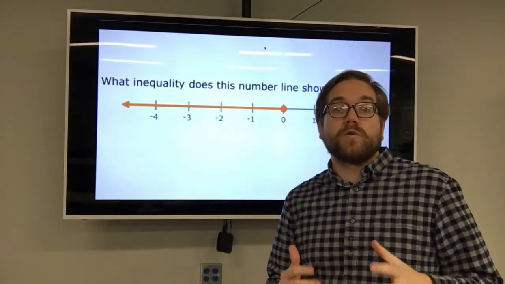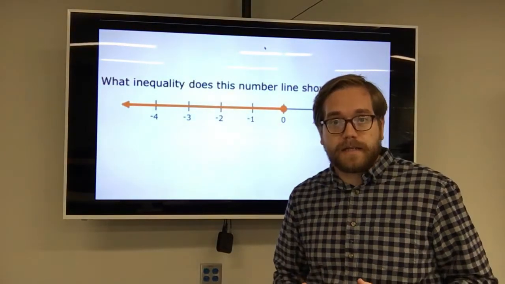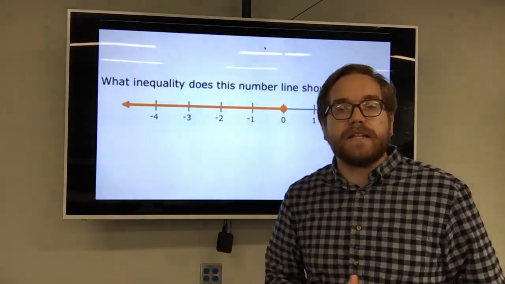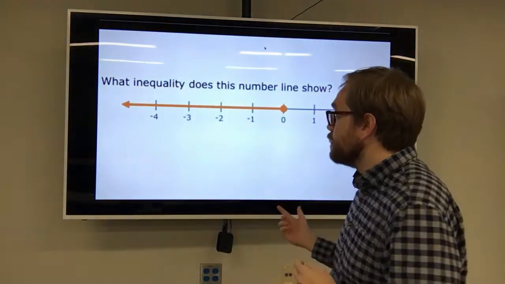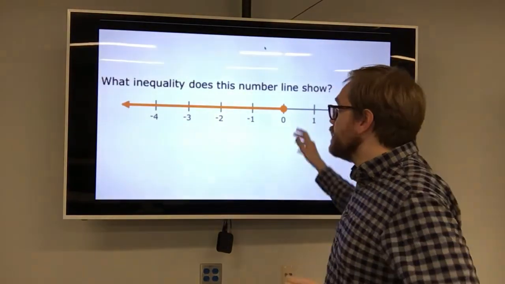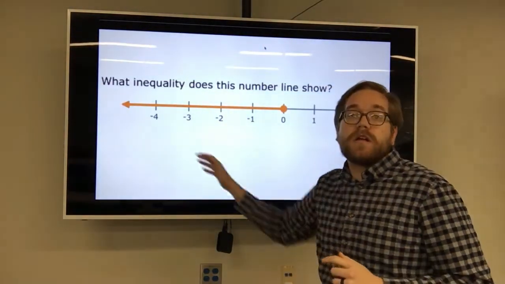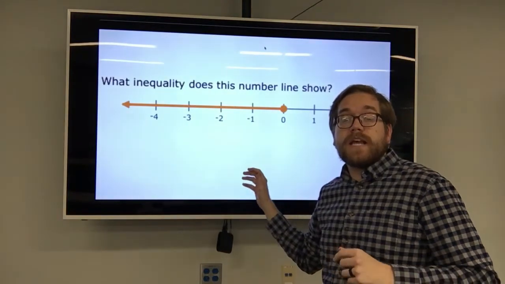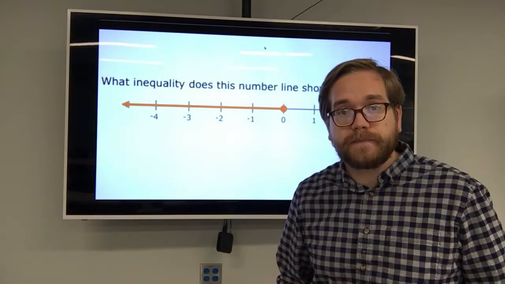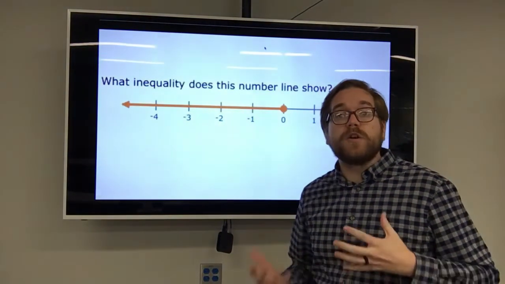The inequalities we're working with are graphed on a number line, and the number line is telling us what's included in that inequality, like this one here. So what we want to figure out in this lesson is how do we take this visual representation of the inequality and convert it into an algebraic representation using a variable. To do that, we need to know a few things.